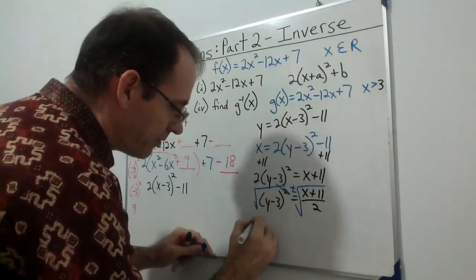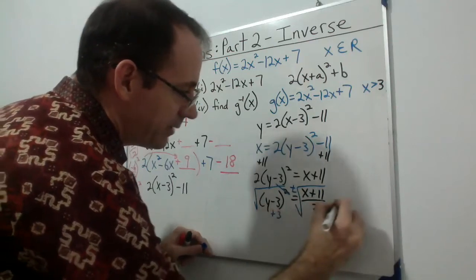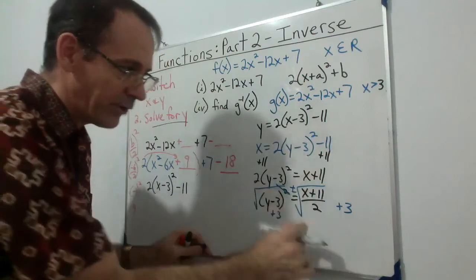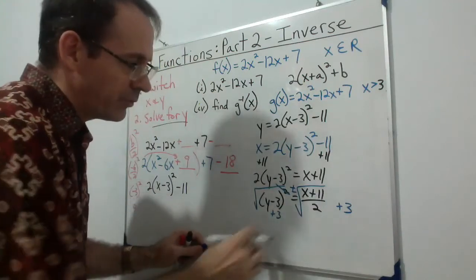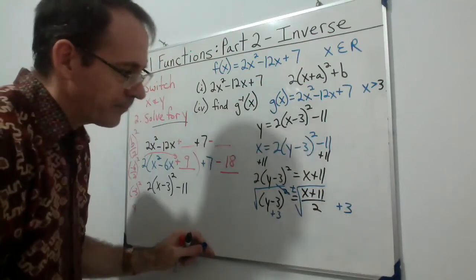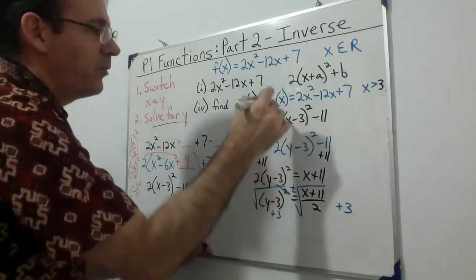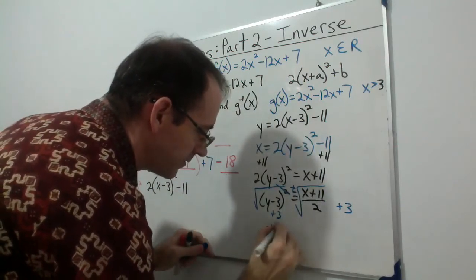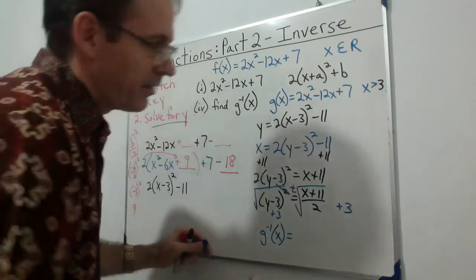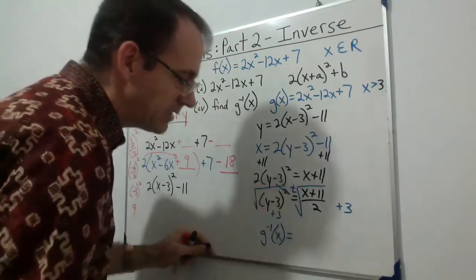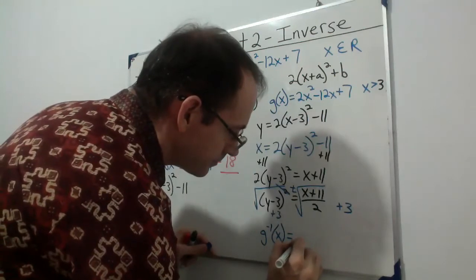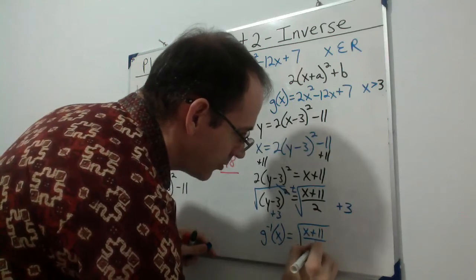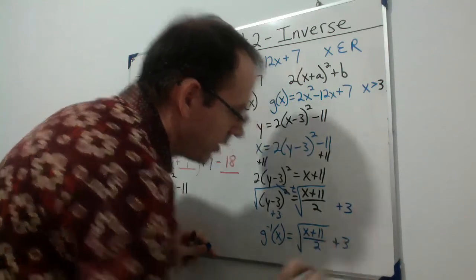Then we have to add 3. So we need to add 3, but the 3 is outside the radical. Don't put it inside the radical. We've already put the radical. So we add 3 outside the radical, and our y can now be rewritten as our inverse function of g. This is going to be the positive root of x plus 11 over 2, plus 3.